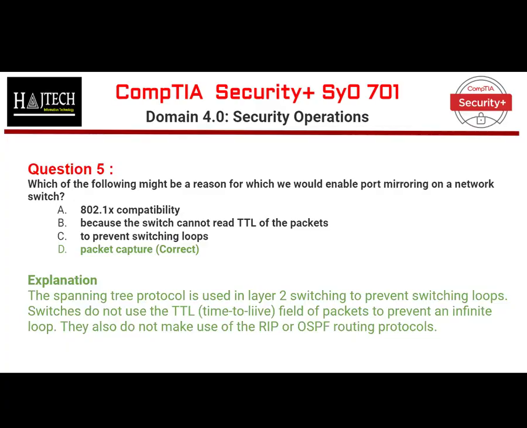Packet capture. Correct. Explanation. The spanning tree protocol is used in layer 2 switching to prevent switching loops. Switches do not use the TTL, time to live field of packets, to prevent an infinite loop. They also do not make use of the RIP or OSPF routing protocols.